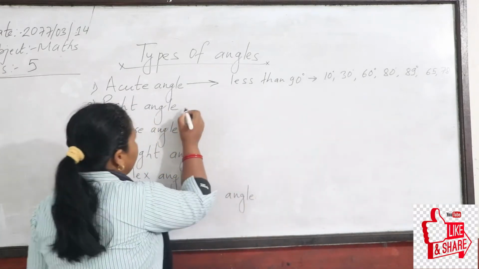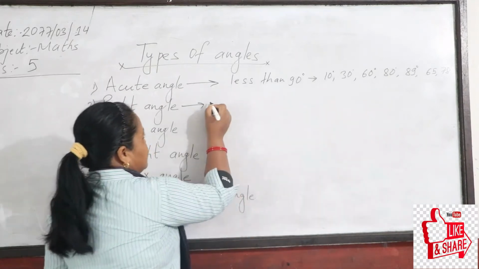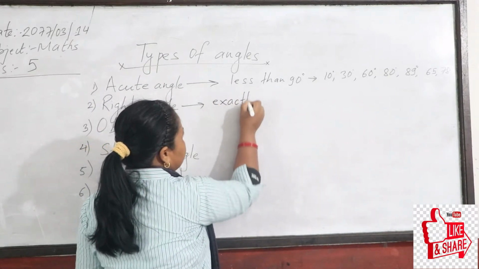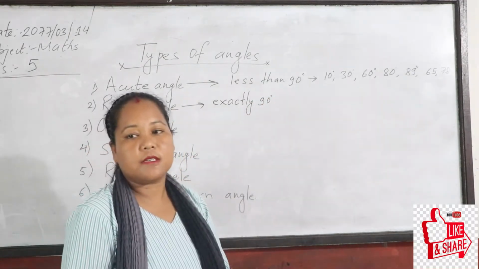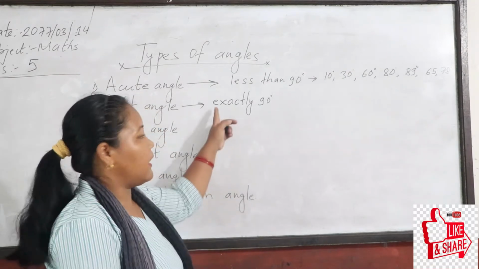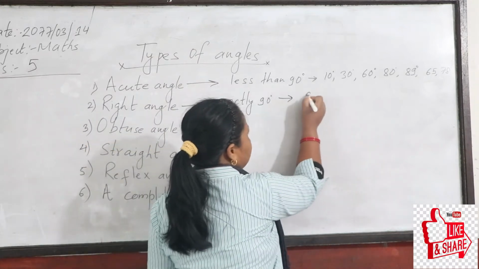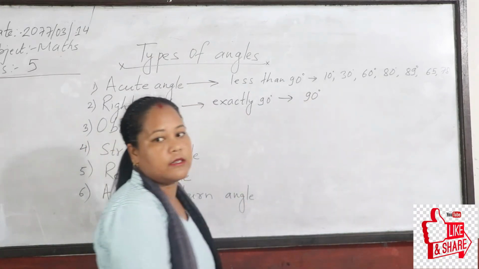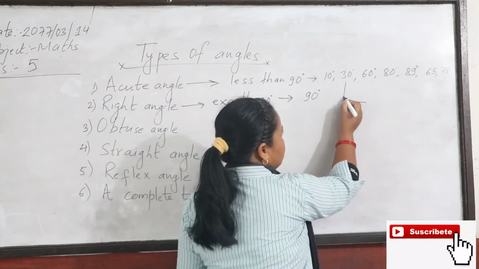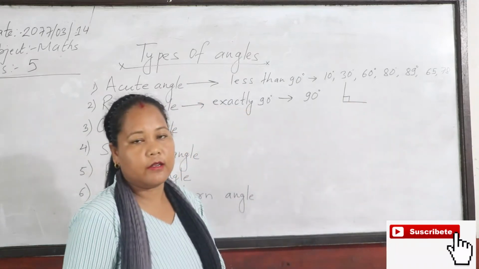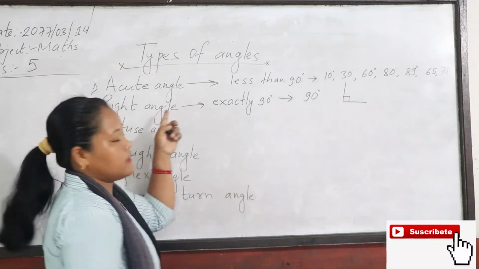Understand? And right angle. What is right angle? Exactly 90 degree. The angle whose measurement is exactly 90 degree, that is called right angle. Its example is only one, that is 90 degree. Like this, this is the 90 degree angle in the figure. So, it is called right angle.